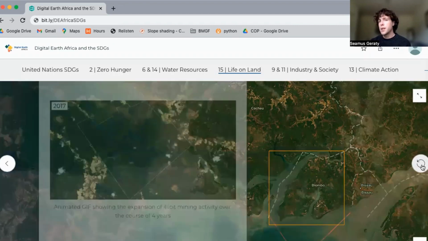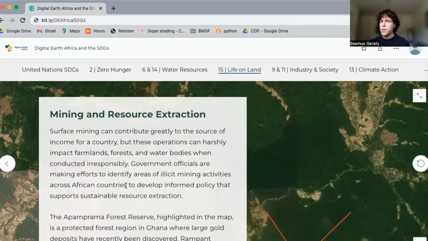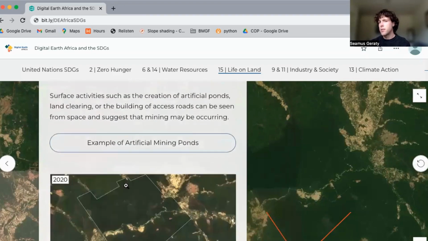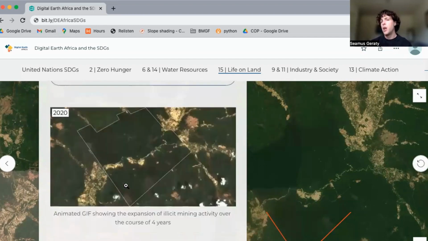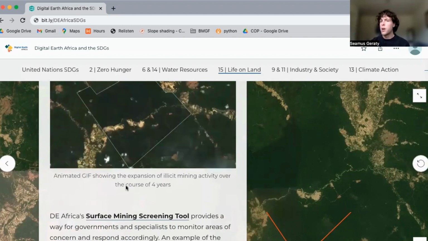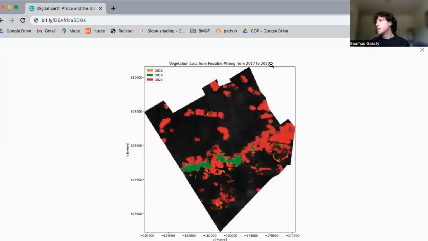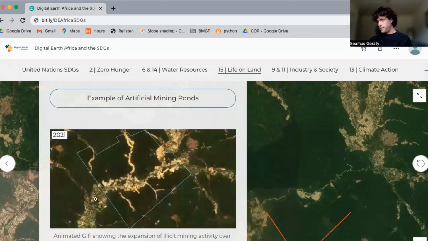Another example is with mining and resource extraction. Digital Earth Africa's surface mining screening tool provides a way for governments and specialists to monitor areas where mining activity is underway and then respond accordingly. An example of the tool's output over the Apamprama Forest Reserve in Ghana can be seen here. You can see from the years 2017 to 2022 the loss of the reserve to this mining that's underway, and you can see here as well in this automated GIF.